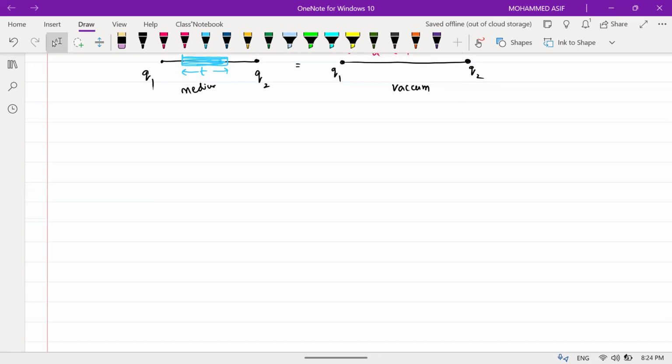Sure. Take this question and give me the answer. Find the net electric force on charge Q in the given diagram.